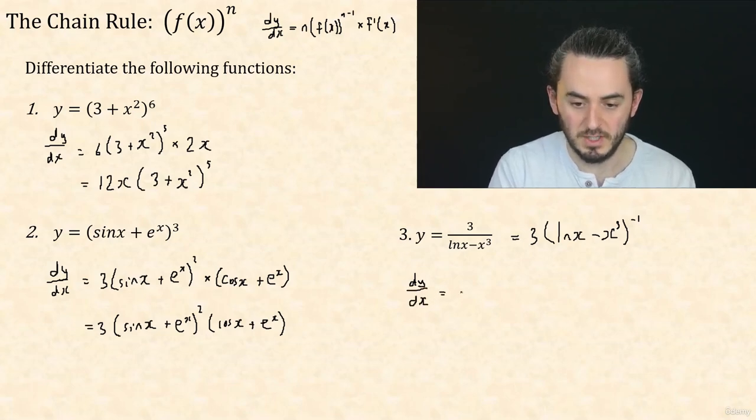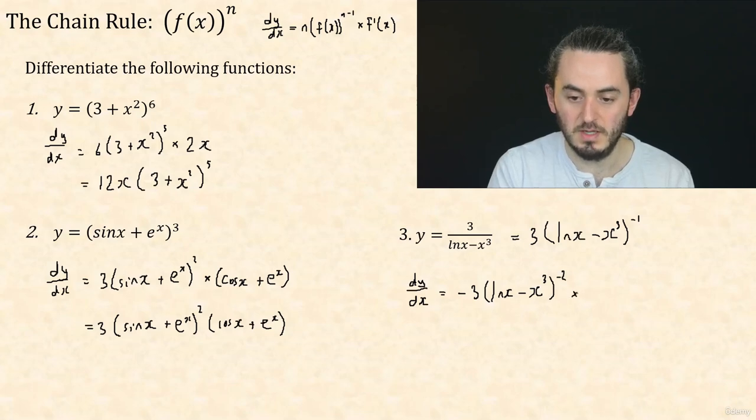Power comes down to the front, so minus 3. Then (ln x minus x cubed) to the minus 2. Then multiply by the derivative of what's going on in the bracket, which is 1 over x minus 3x squared. And we're now basically there. We just need to neaten this up a little bit.